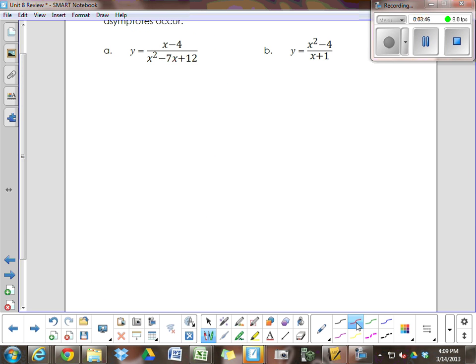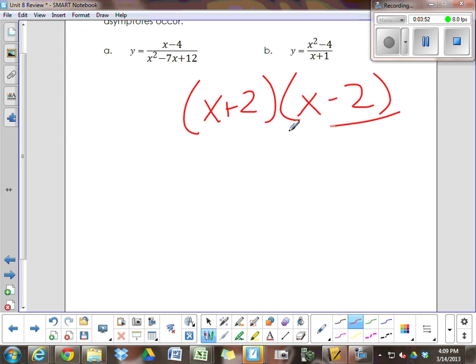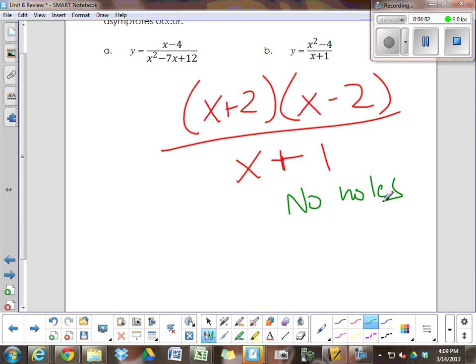For B, the numerator factors into x plus 2 times x minus 2. The bottom is x plus 1. No canceling in sight because we have no matches. So again, this will have no holes in the graph, but there will certainly be a vertical asymptote, and this time it'll be at x equals negative 1.